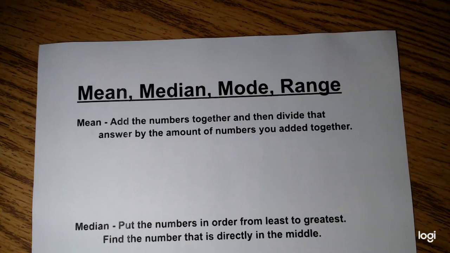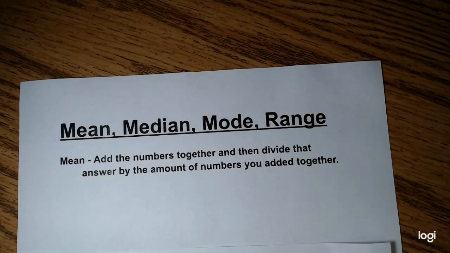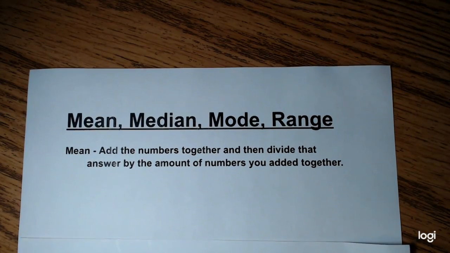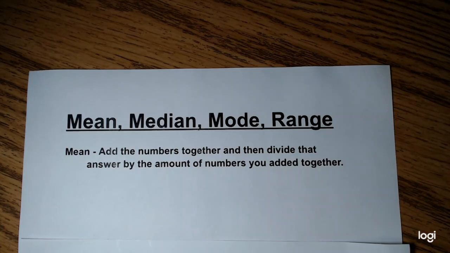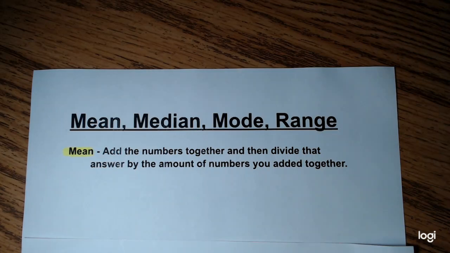The first thing that we're going to write down on our piece of paper is this, which you see in front of you, which is the mean. So if you could write down the mean on a piece of paper or in your notebook, that would be great. So we're going to talk about the mean. It says that we are to add the numbers together and then divide that answer by the amount of numbers you added together. Pause your video so you can go ahead and get that written down for me, please.